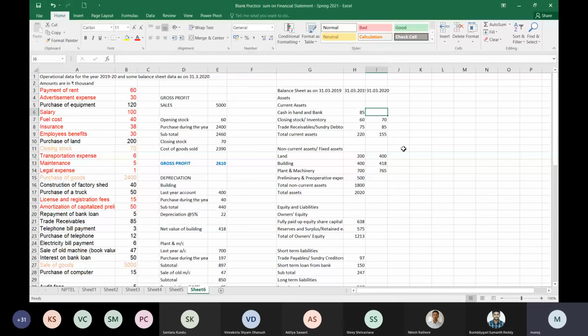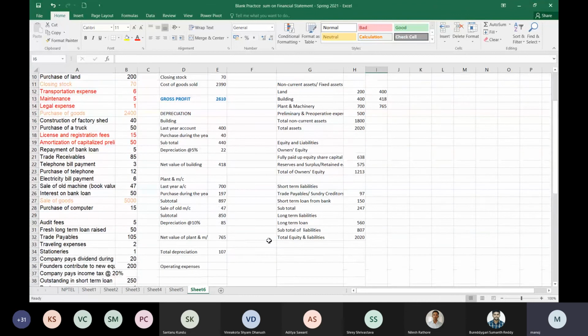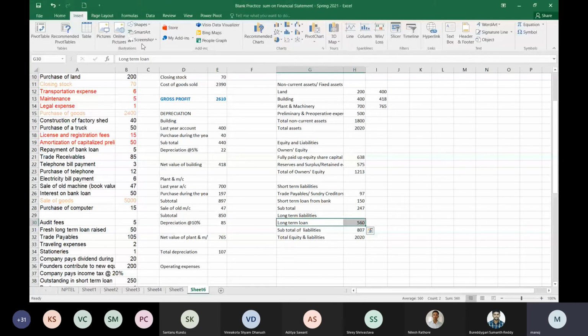Now here you see these are done, and then the preliminary pre-operative, we could do it right now, but I'm not doing it. Then we get total non-current asset. Almost one side of the balance sheet is done. Repayment of bank loan is a balance sheet item, and that should be done with the long-term loan. You should remember that this is highly connected with the long-term loan.